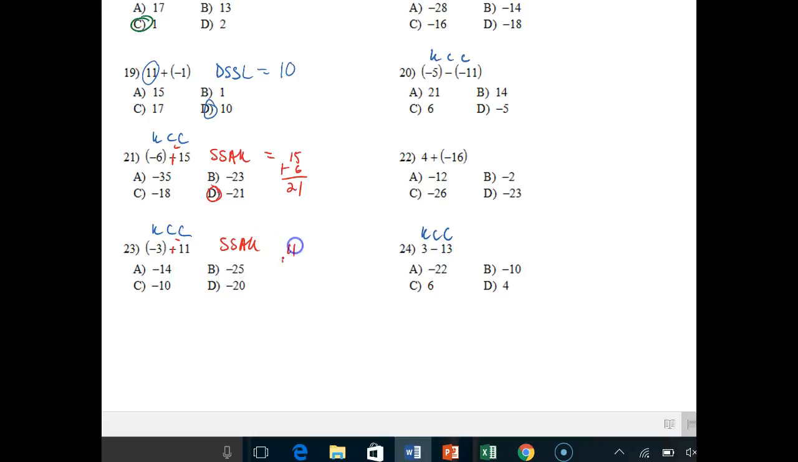So add them up, 11 plus 3, I get 14. Keep the sign as -14. Please make sure you show all work on the evens, just like I did.